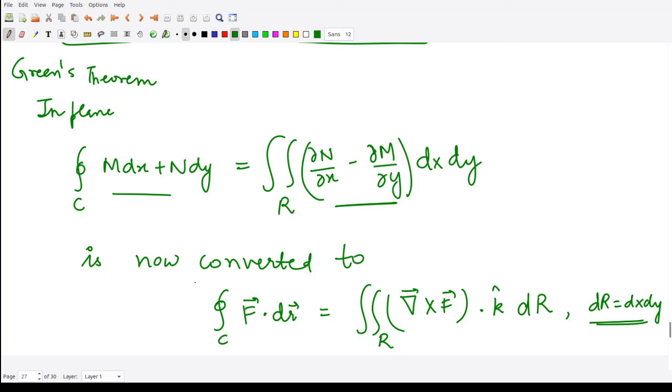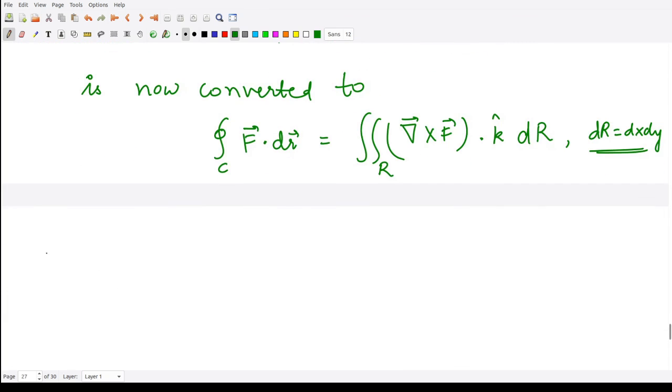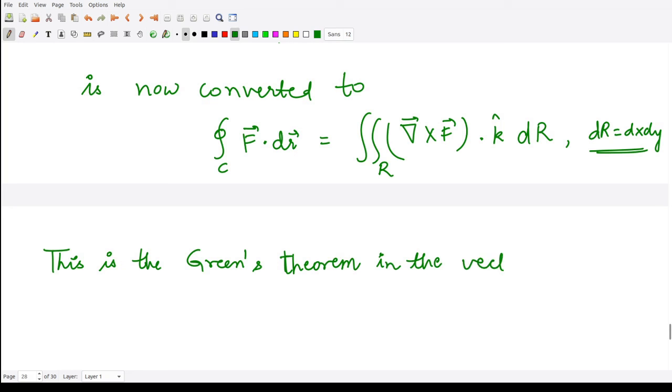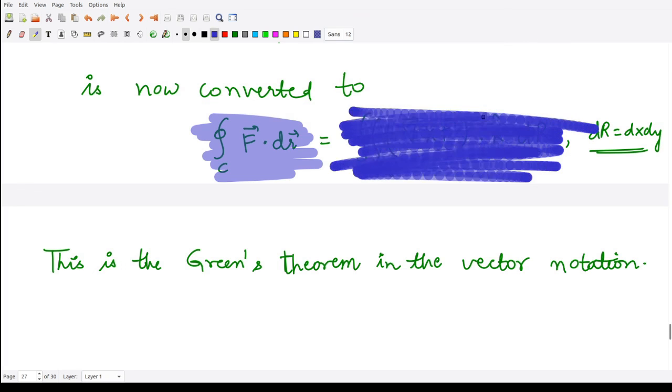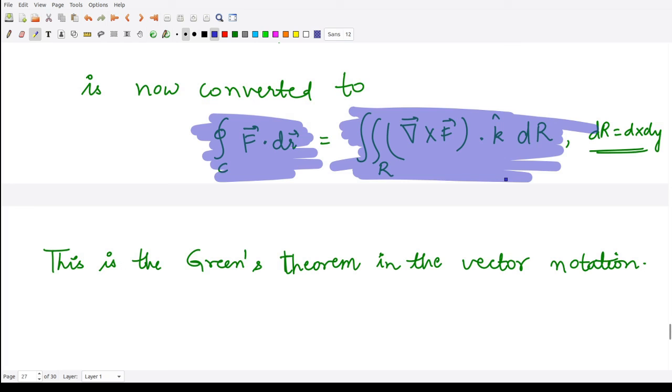So this theorem is now converted from this quantity to this particular quantity, and so this is the Green's theorem in the vector notation. So see, we obtain a beautiful relationship which converts the given line integral to the corresponding surface integral. So this is what you obtain from here. So this is the Green's theorem.